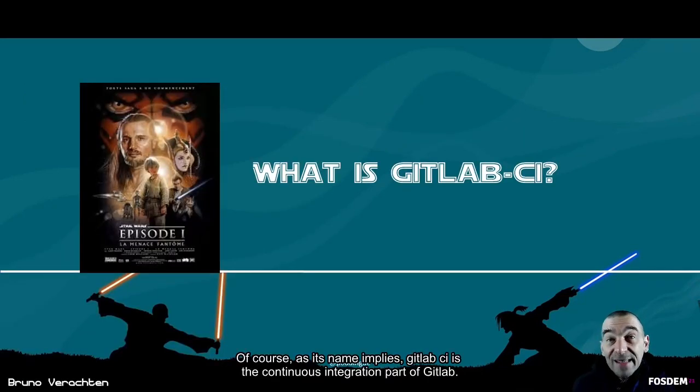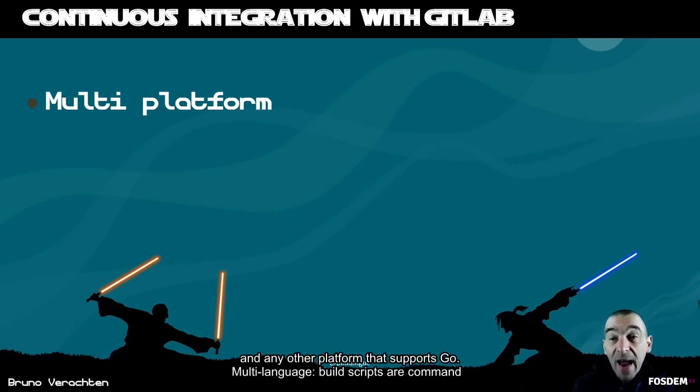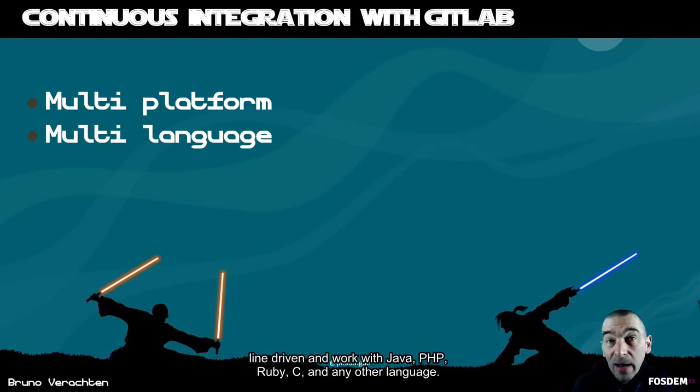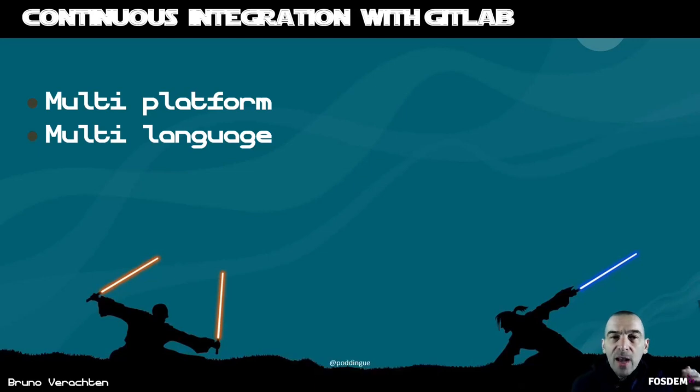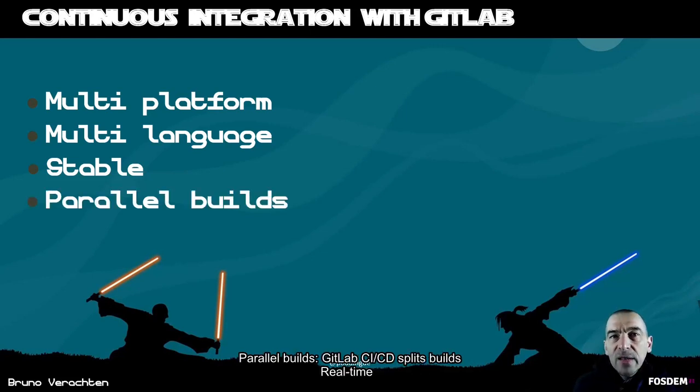Of course, as its name implies, Gitlab-ci is the continuous integration part of GitLab. It's multi-platform because you can execute builds on Linux, Windows, macOS, and any other platform that supports Go. It's multi-language. Your build scripts are command-line driven and work with Java, PHP, Ruby, C, and any other language. It's stable. You have access to parallel build because GitLab CI/CD splits your builds across different machines. For fast execution, you have access to real-time logging.